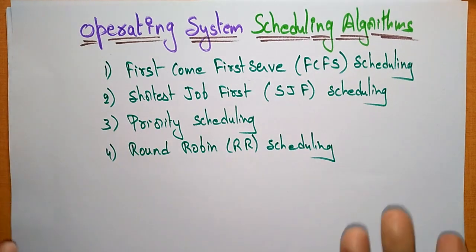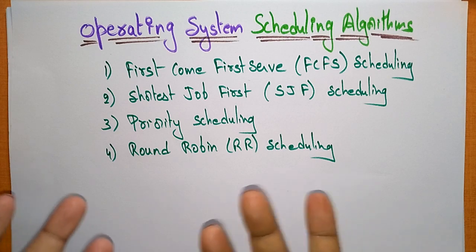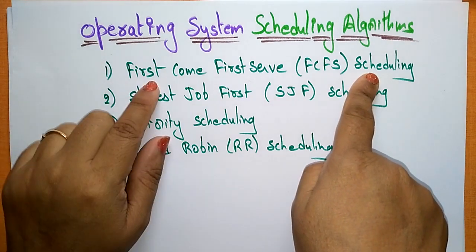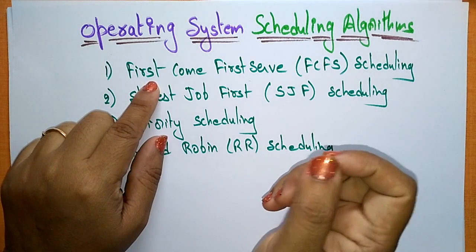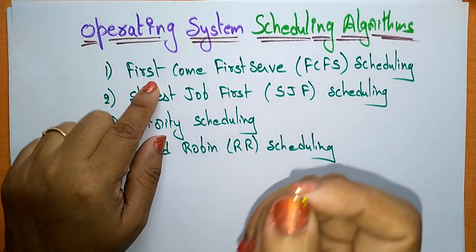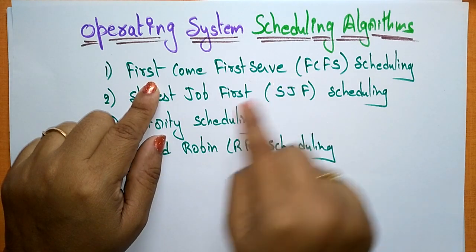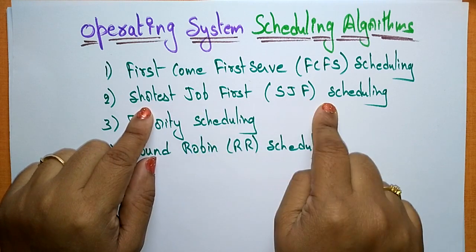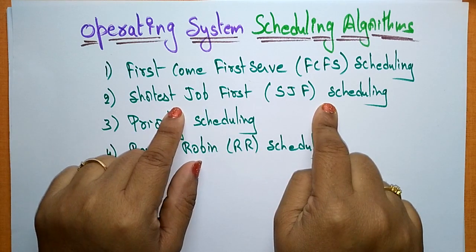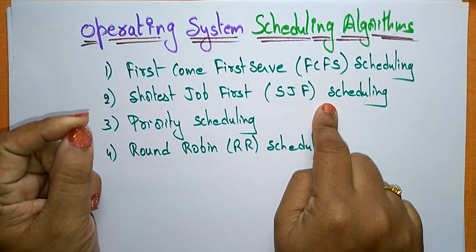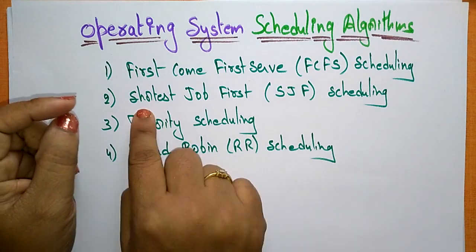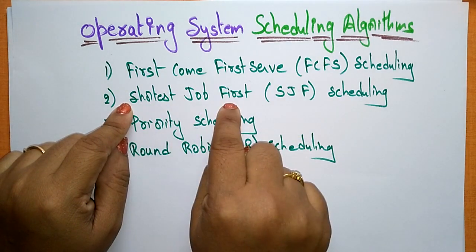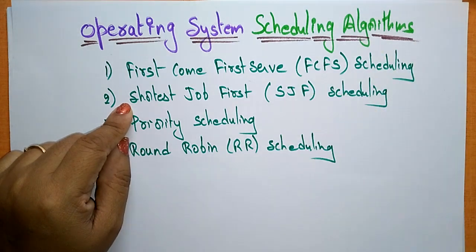Here the names give a clear idea to all of you. First come first serve scheduling means that the process that comes first has to be executed first. The next algorithm is shortest job first scheduling. This name indicates that you have to take the process whose execution time is the shortest first. The shortest job first process has to be executed first.